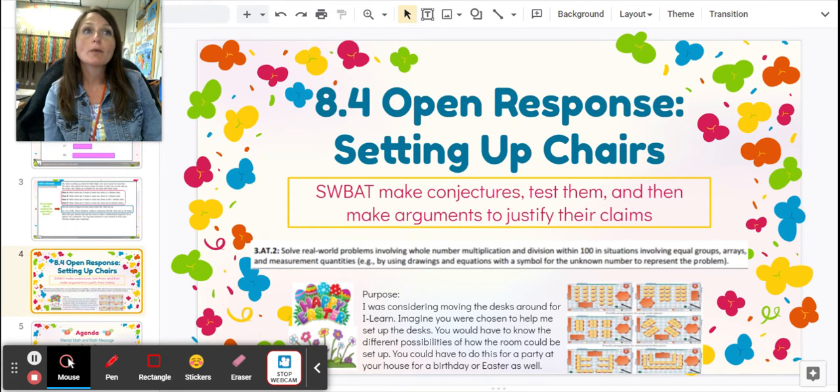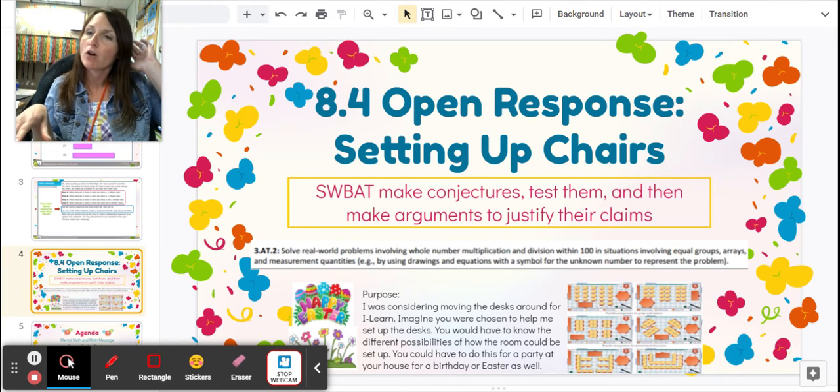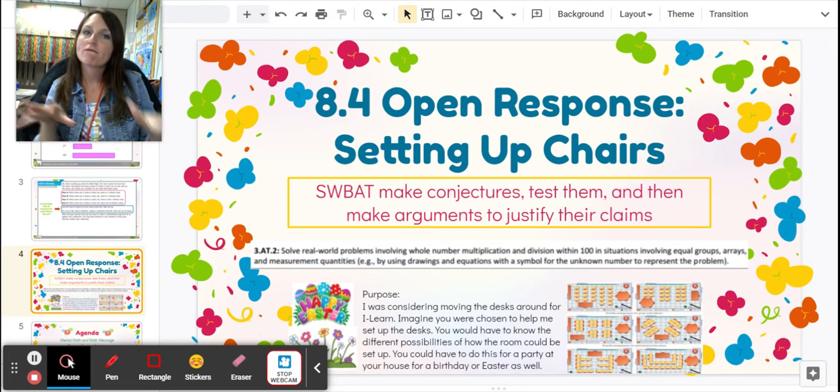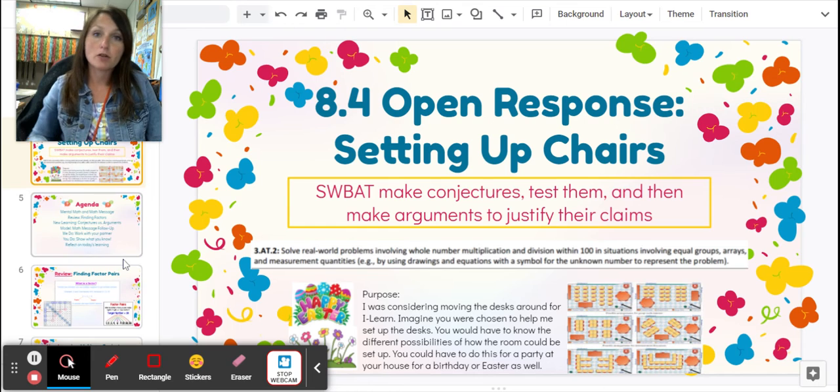We're talking about open response. We're setting up chairs. We're making conjectures, testing them, and then making arguments to justify our claim, right? So if we want to switch desks around, or maybe if you were having something at home for Easter, or a birthday party, you might want to move different possibilities like, maybe I want to have 4 tables here with 5 people at each, or maybe I'll do 3 tables. How many people can I have? How many tables would I need to make? You're having to figure that out and see different possibilities, but we need to fit a certain amount of rules.